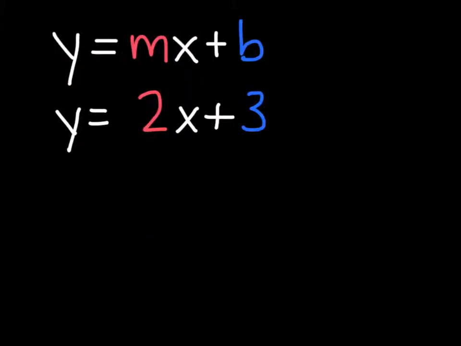A linear equation written in the form y equals mx plus b is said to be in the slope-intercept form. The slope is always m, and the y-intercept is b. In our previous example, y equals 2x plus 3, our slope was 2, and our y-intercept was 3.